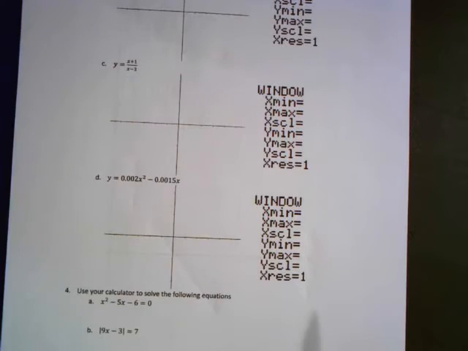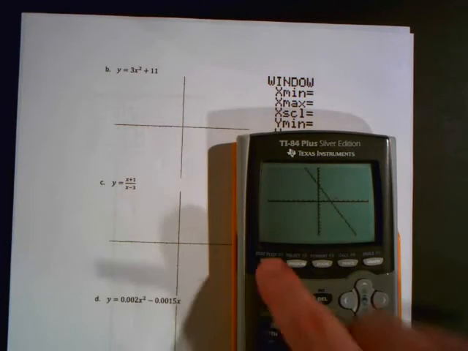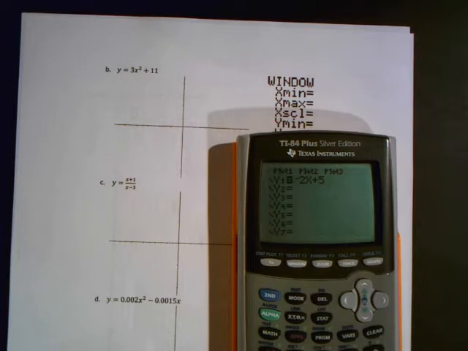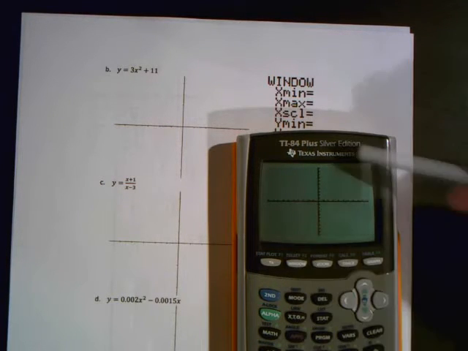For example, if I were to ask you to graph y equals 3x squared plus 11, when I hit the graph button, absolutely nothing shows up. Now, that doesn't mean that there's no graph. What it means is I can't see it on this window that I'm looking at. Again, my window's going 10, 10, 10, and 10.